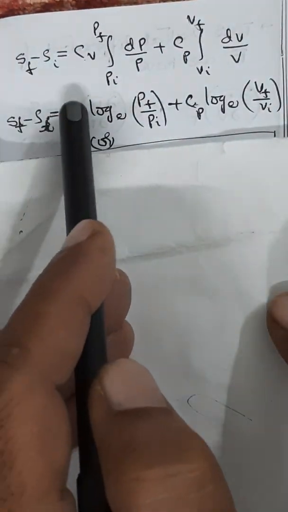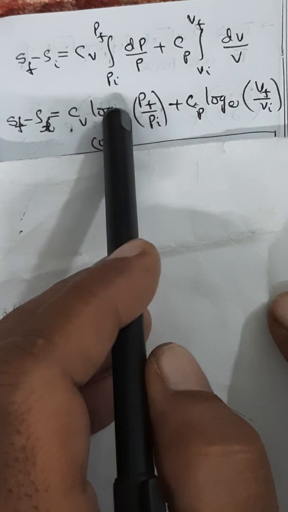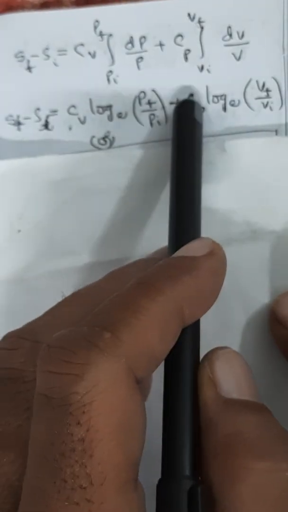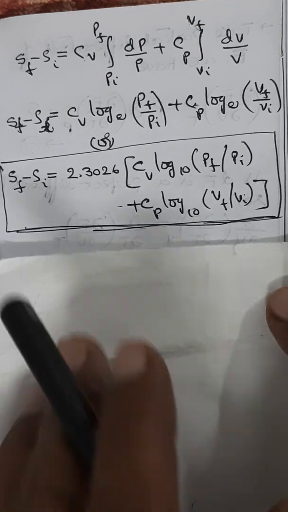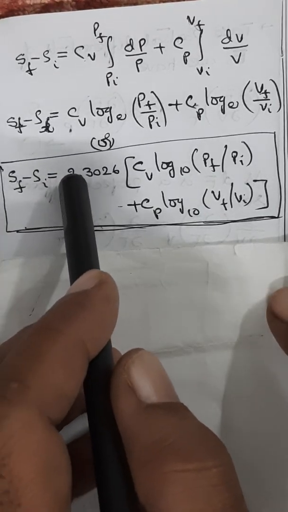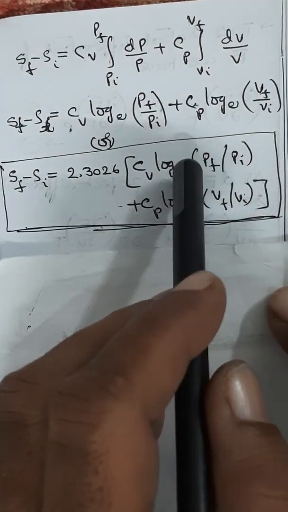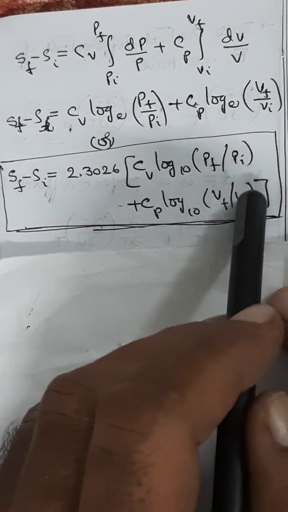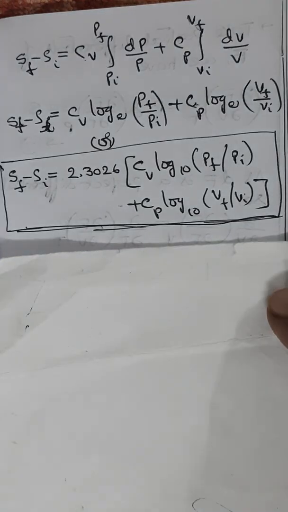So integrating within the proper limits, it will become Sf minus Si equal to Cv into integral Pi to Pf of dP by P, which is log Pf by Pi to the base e, plus Cp into log Vf by Vi to the base e. Now converting into base 10, you can have Sf minus Si as 2.3026 into Cv log Pf by Pi to the base 10 plus Cp log Vf by Vi to the base 10.